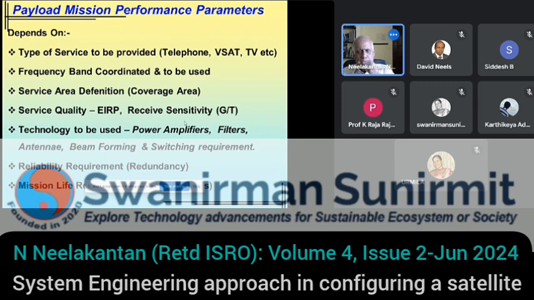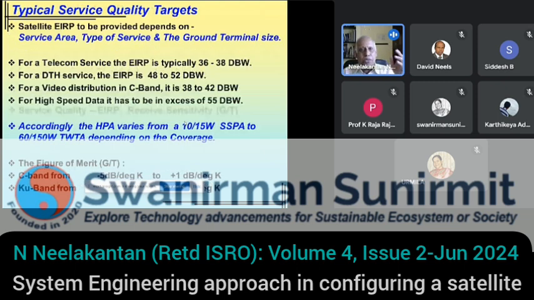What is the service quality? Service quality is defined by the equivalent isotropic radiated power, EIRP, various technologies available to be used for the power amplifiers like TWTAs, SSPAs, or the antennas, and any switching requirement on board, and the reliability requirement based on the availability and reliability specified, and mission life requirement, like whether you want a 7 years mission spacecraft or a 15 years mission spacecraft.